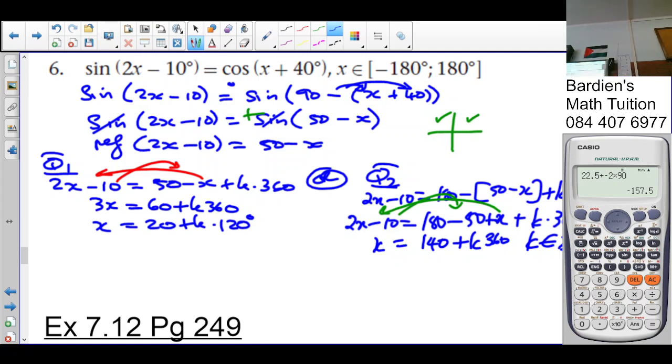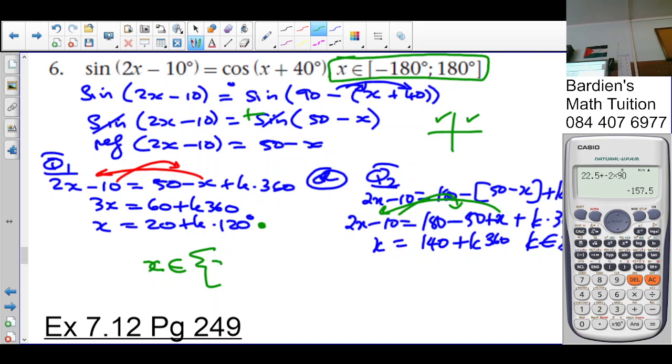Okay, did you guys work out the angles already? Yes? Okay. So we got told that x is an element of negative 180 to 180. So where do we start? Start with the first branch. So x is an element of, put 0 through wherever we see a k.